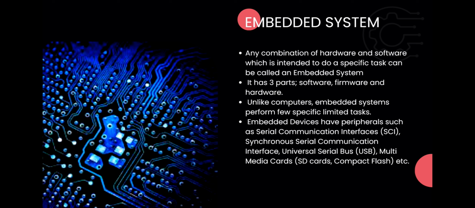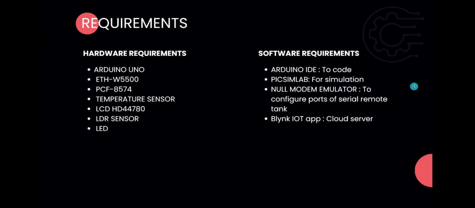Embedded devices have peripherals such as serial communication interface, which is also called SCI, synchronous serial communication interface, universal serial bus, which is also called USB, multimedia cards, which are SD cards, compact flash, etc.